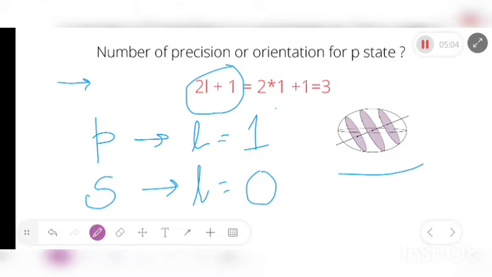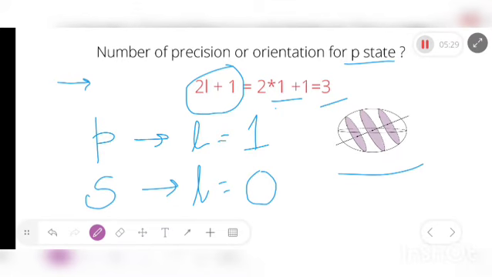So the number of orientations equals what? 2 into L plus 1. Since the question asks for p states, we get 2 into 1 plus 1, which equals 3. If it was asked for the number of orientations for a d state, then for d, L equals 2, so 2 into 2 plus 1, that is equals to 5.